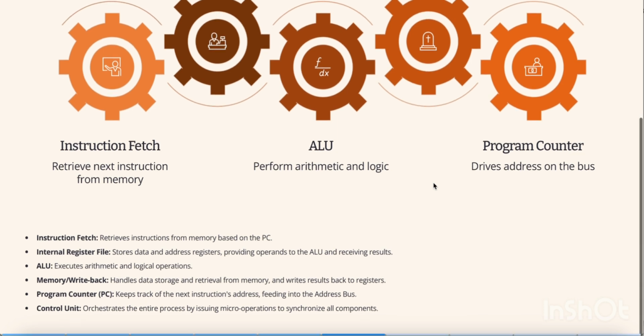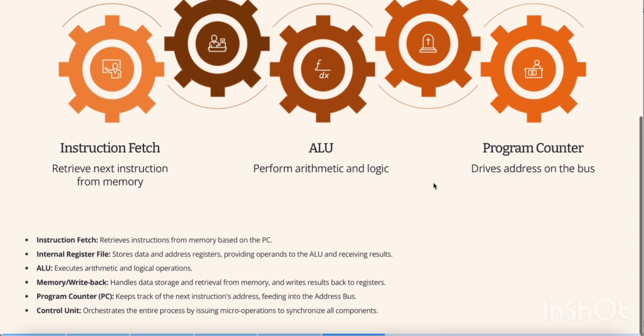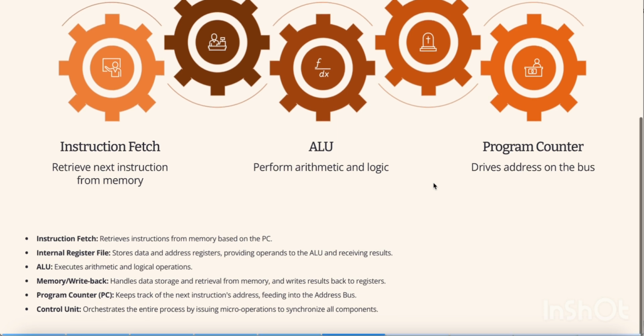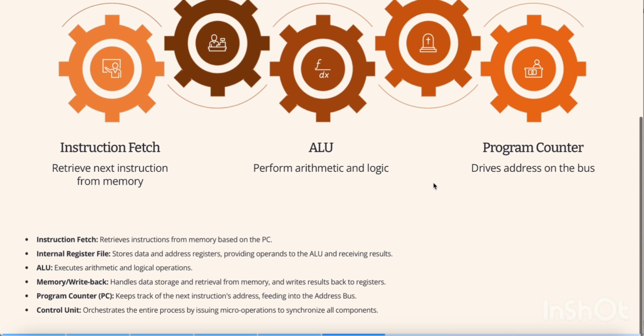Then we have the PC or program counter. It keeps track of the next instruction's address, feeding it into the address bus. And then finally, we have the control unit, which is basically like the orchestrator. So it orchestrates the entire process by issuing micro operations to synchronize all components together.